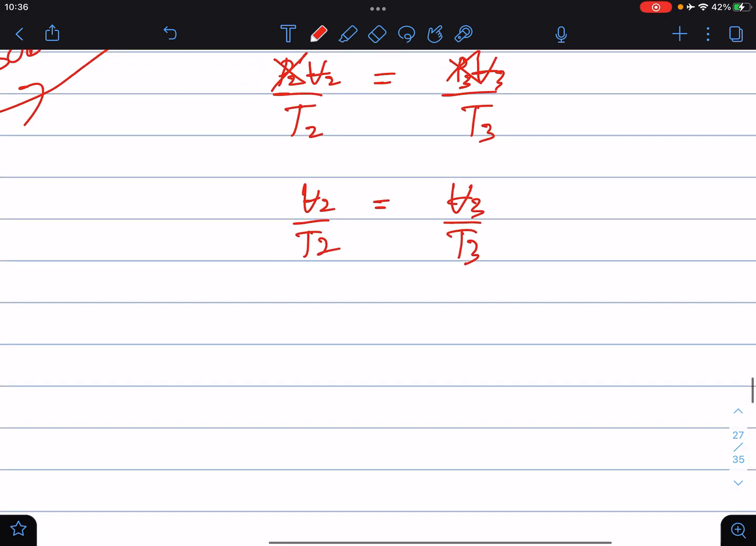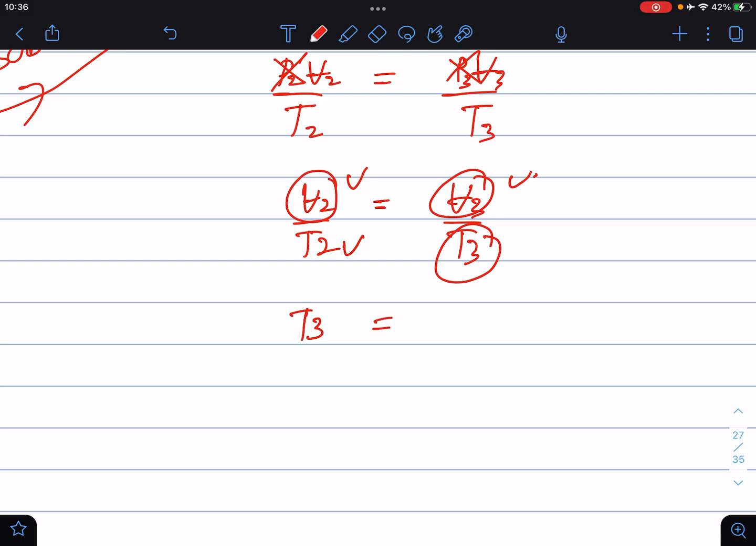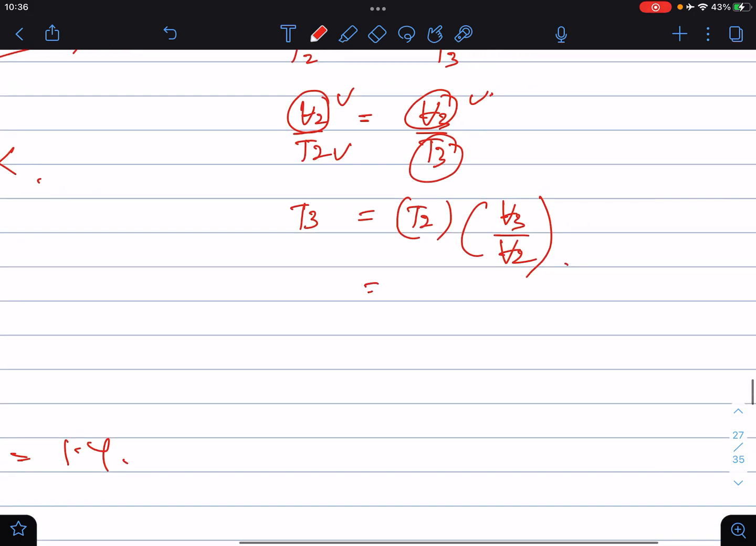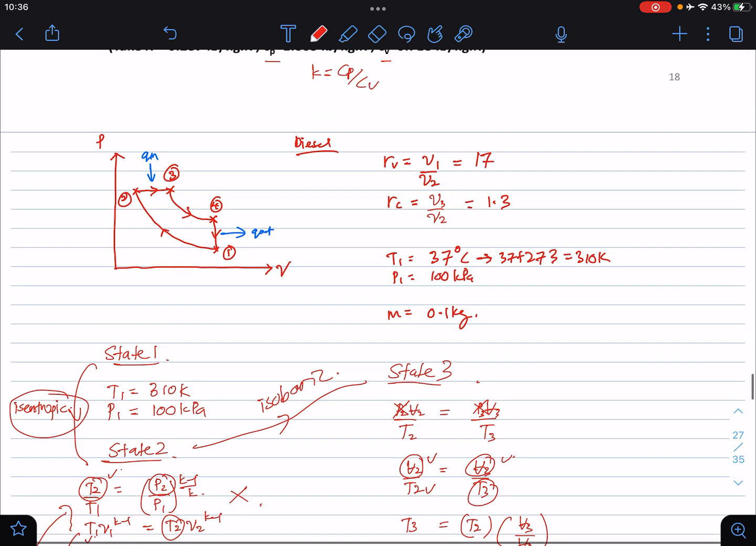So in this equation, we want to find T3 because this is the only parameter left. We already know T2 and the ratio of V3 and V2. So you just rearrange: T3 equals T2 times V3 over V2. Basically this is equal to T2 times RC, which is your cut-off ratio.